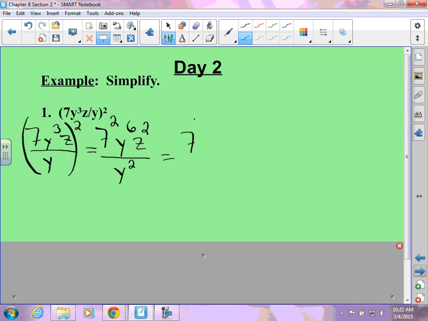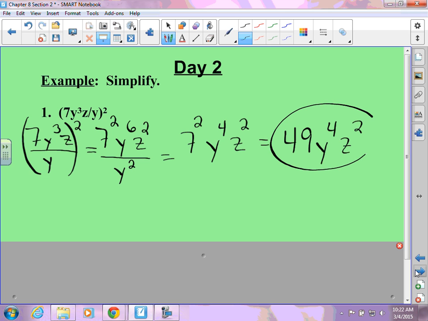Okay, how many more are in the numerator? There's 4. So I'm going to leave that in the numerator and go y to the 4. And I'm going to leave my z as z squared. Notice that I got rid of my fraction bar. Okay, I don't need it because there's nothing in the denominator. Right? And then the last step is to simplify. So I get 49, which is 7 squared, y to the 4th, z squared, and I'm done. Questions?